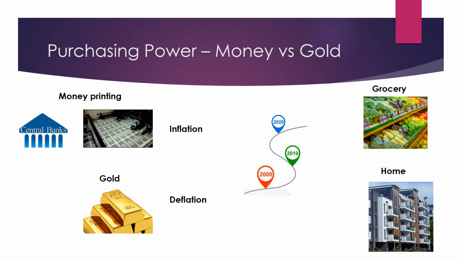The purchasing power of money decreases over time because money is just printed by central banks, whereas gold remains stable over time because you can only extract so much gold from the ground. So the amount of gold that you use to buy a home would be comparatively similar in 2000 versus 2021.